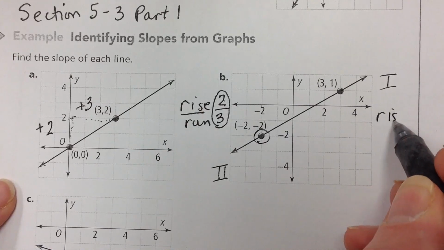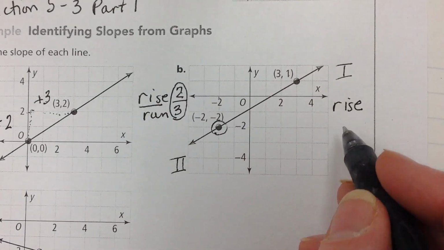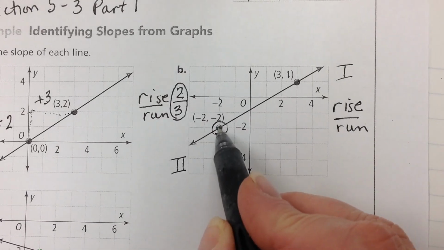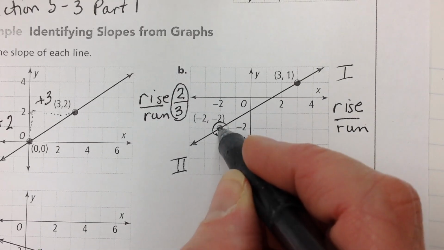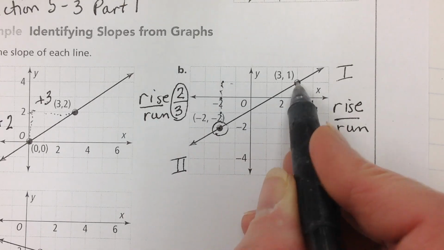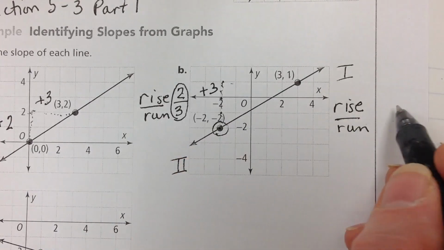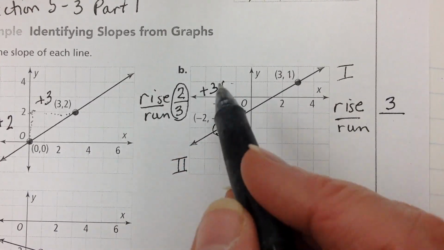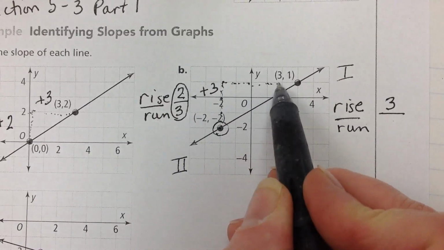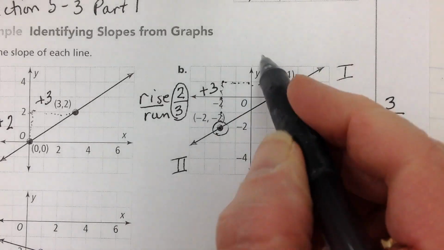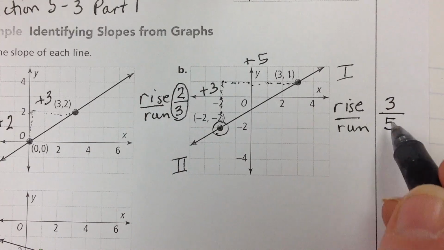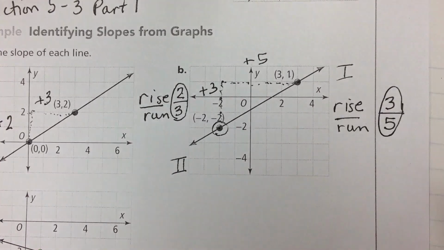So what is my rise and what is my run from one point to the other? I'm going to start with this point. Let's rise. I rise 1, 2, 3 to be even with this point. So my rise is positive 3. Then what do I have to run? 1, 2, 3, 4, 5. Positive 5. Running to the right is positive. So my slope in B is 3/5.